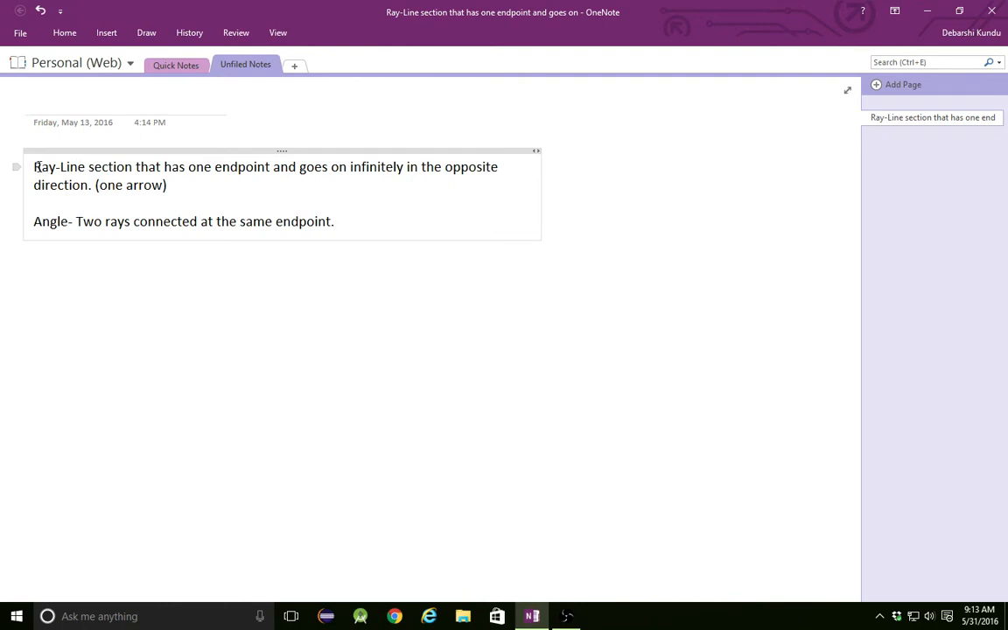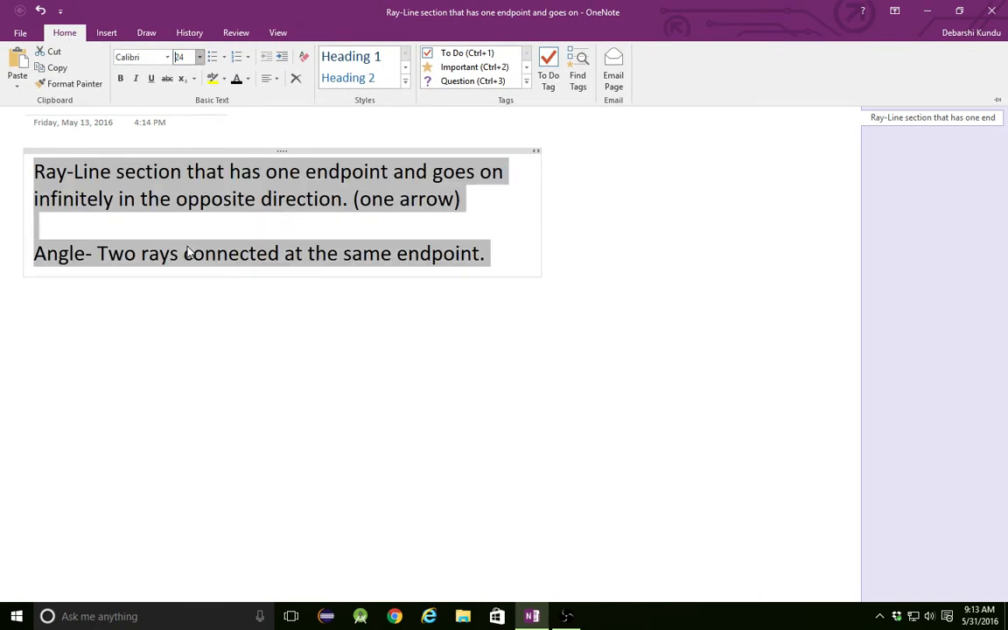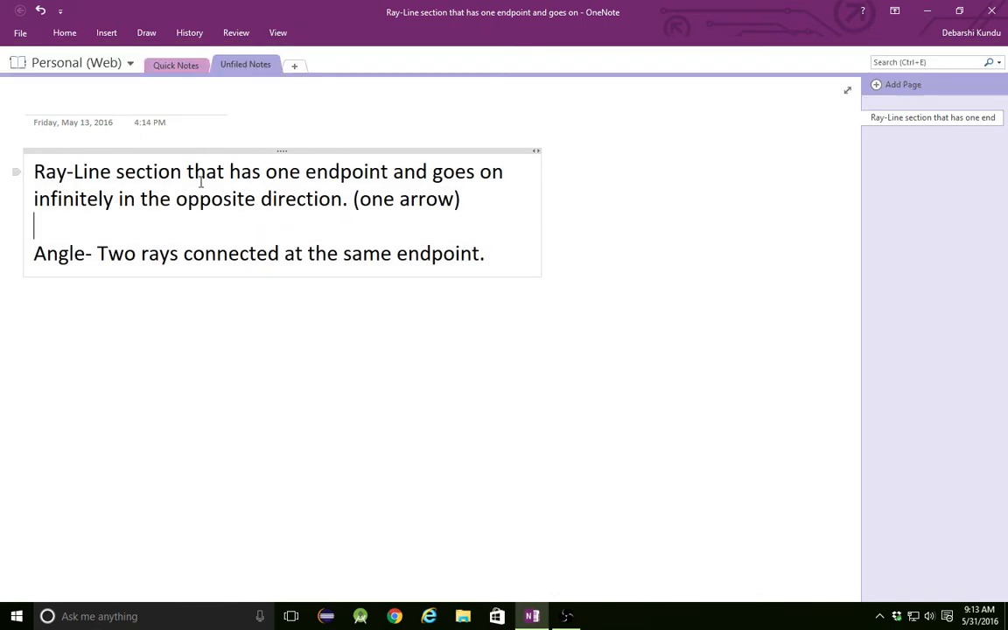So the first thing you're going to have to know is that a ray is a line section that has one endpoint and goes on infinitely in the opposite direction, aka one arrow. So let me just enlarge this for a second. Let's make this 24. So a ray is a line section that has one endpoint and goes on infinitely in the opposite direction, or one arrow. How does this look?